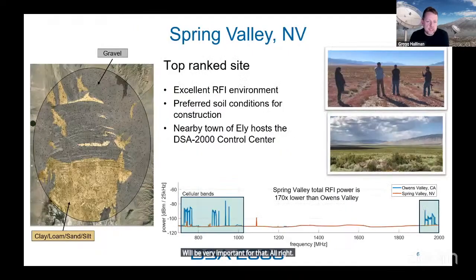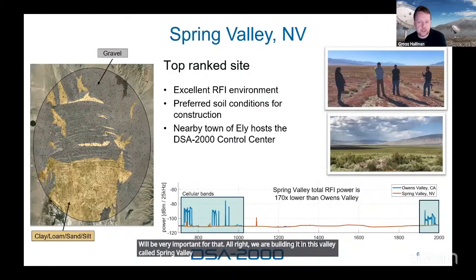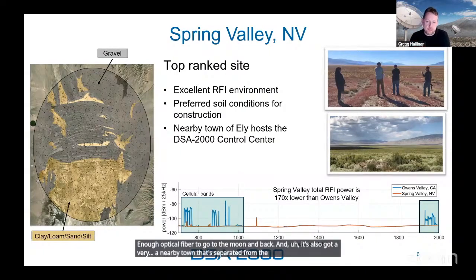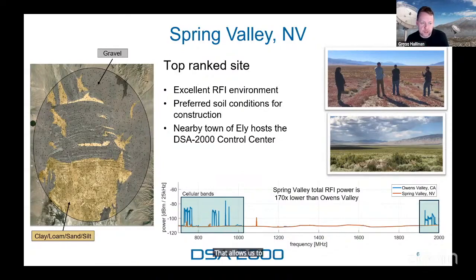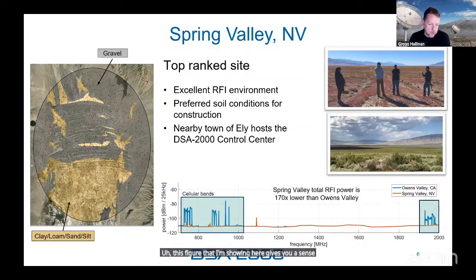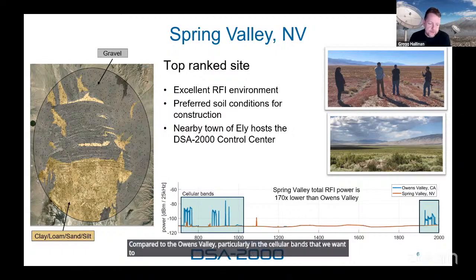All right, we are building it in this valley called Spring Valley in Nevada. We spent 2 years doing extensive surveys throughout the Western United States. And this had the best combination of an excellent RFI environment, really good soil conditions for construction. We're going to be installing enough optical fiber to go to the moon and back. And it's also got a nearby town that's separated from the array by a mountain chain that allows us to build our control center building and bring our signals back to that location. That's the headquarters for the project. This figure that I'm showing here gives you a sense of how radio quiet it is compared to the Owens Valley, particularly in the cellular bands that we want to observe in. And it really is spectacular.